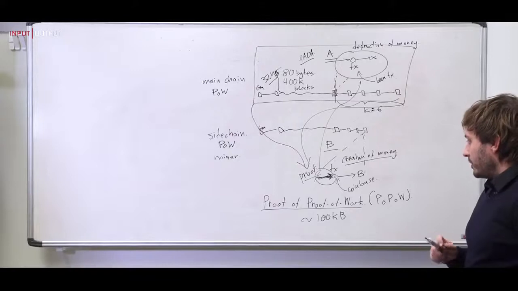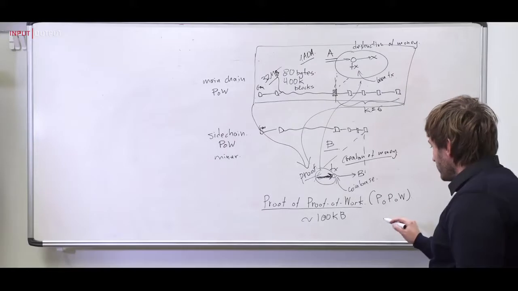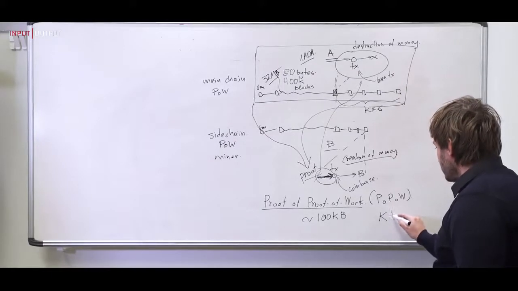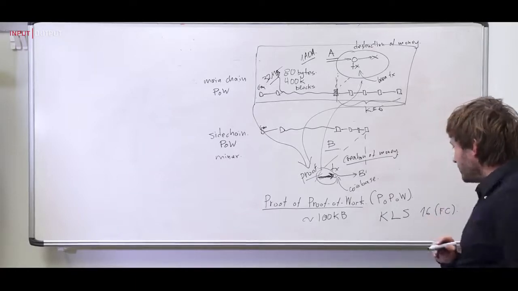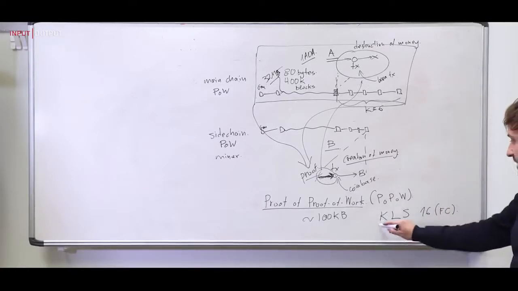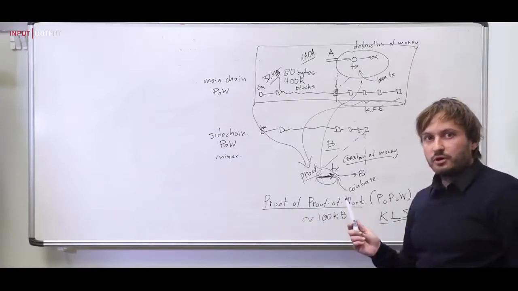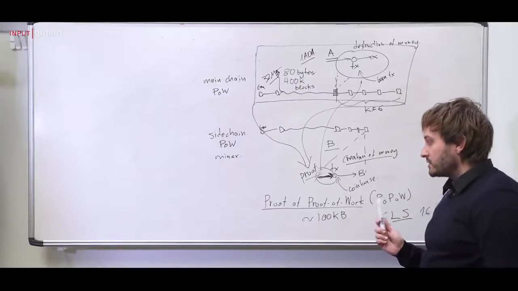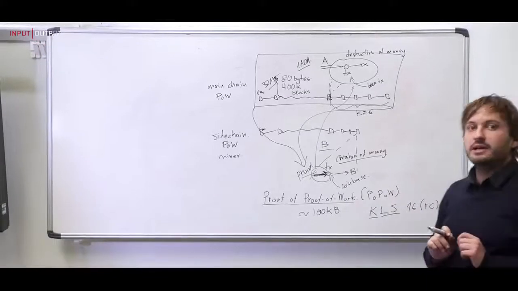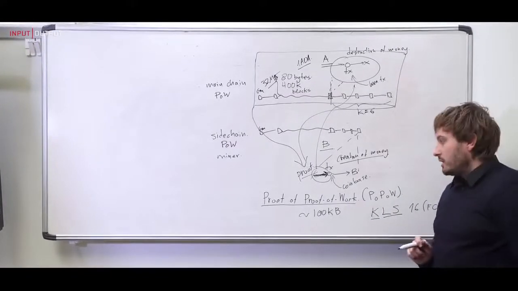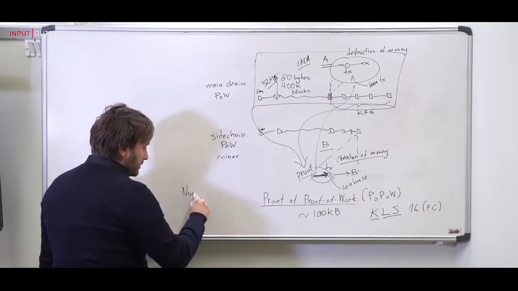These proofs of work have been explored in a paper by KLS in 2016, published in Financial Crypto. So this is Kiayias, et al., and they were the first proofs of proof of work to be constructed. But for this case, we need something slightly additional. What we need is something that we call non-interactive proofs of proof of work.